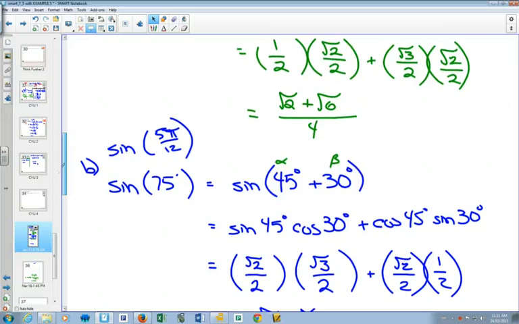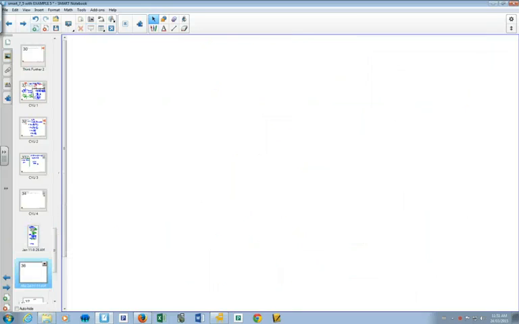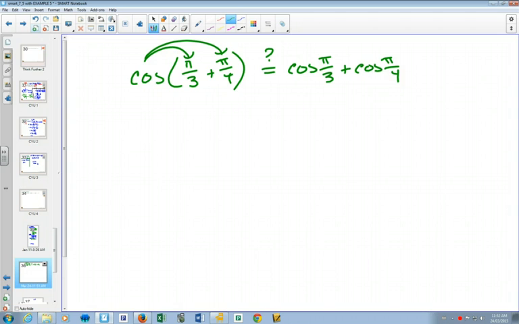No, that's a good question. Okay, I'm going to just go to that question on a different screen, and then I'll go back. His question was, if I have cos of pi over 3 plus cos of pi over 4, can I distribute and say, is this true, cos of pi over 3 plus cos of pi over 4? The answer is no. Cos is a function, it's not a number.